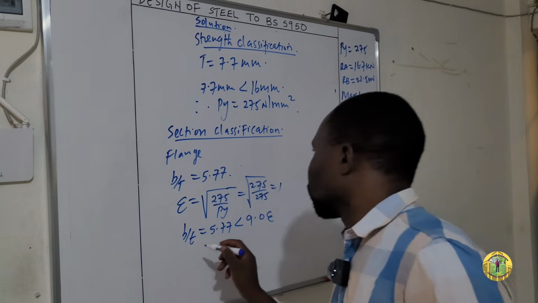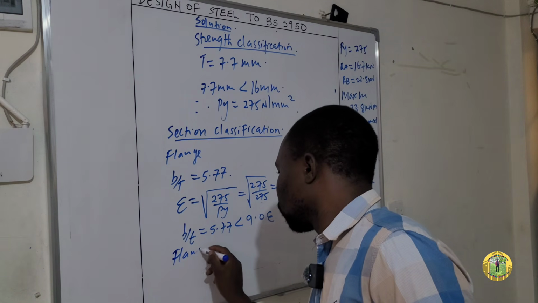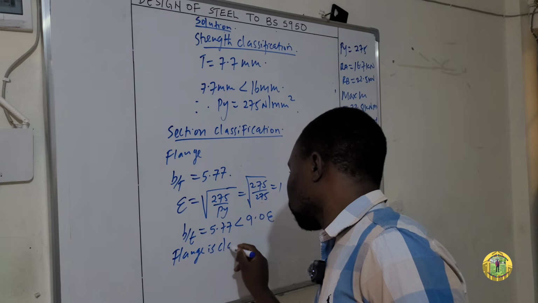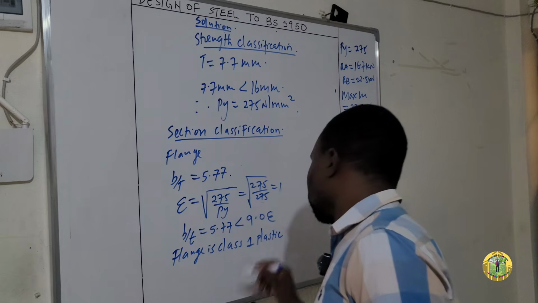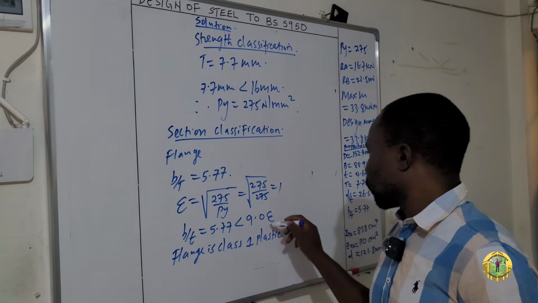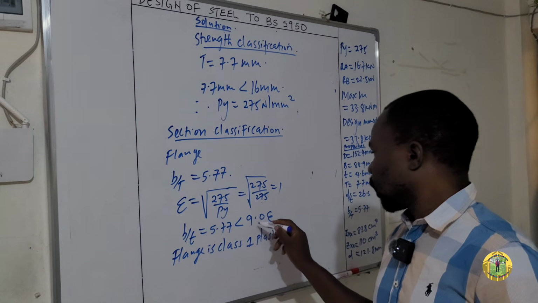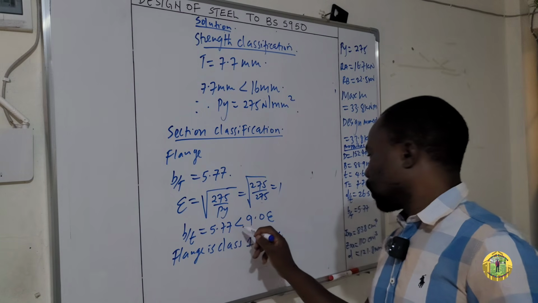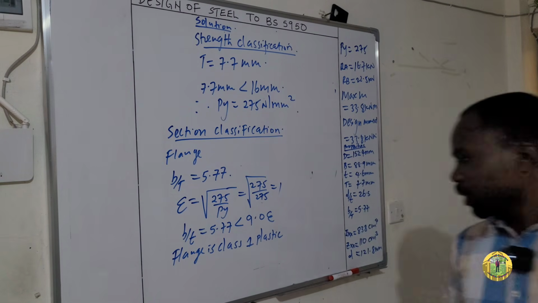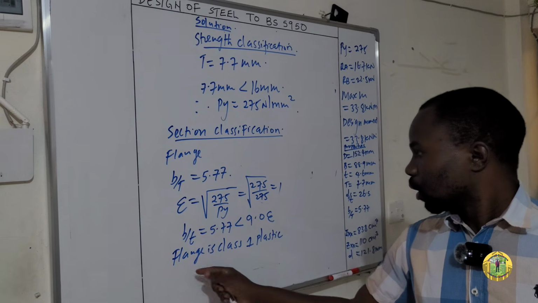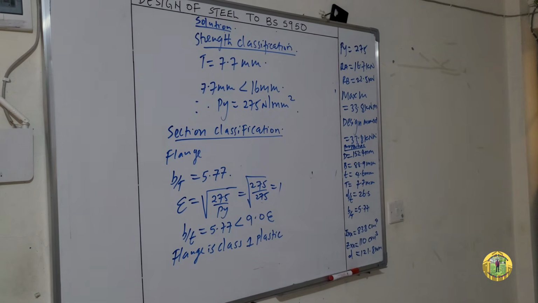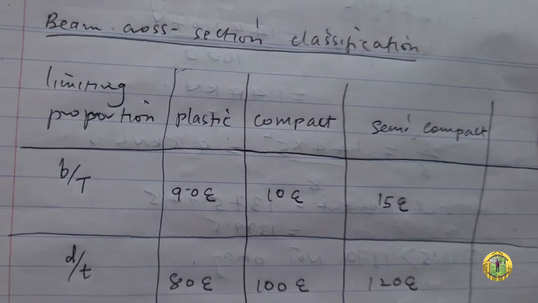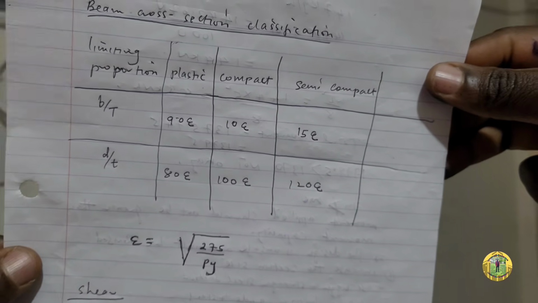So you will say flange is class 1 plastic, because if you substitute this epsilon by 1, it will remain 9. Therefore 5.77 is less than 9, which makes this flange to be classified as class 1 plastic. This is the table. You can see it.